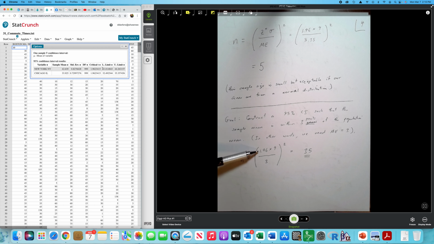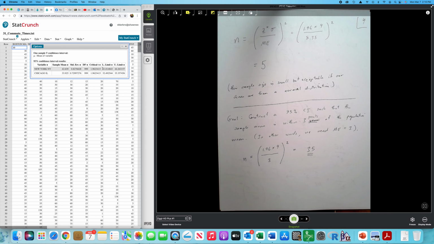1.96 is and always will be the Z critical for the 95% confidence interval. If we wanted 90%, we'd put another value there, and if we wanted 99%, we'd put another value there: 1.645 for 90% and 2.58 for 99%. But we want 95. So 1.96 is and forever always will be the Z critical for a 95% confidence interval, multiplied by the standard deviation, which we know from previously is 9, and put in our desired margin of error, which in this case is 3. We get 34 point something.